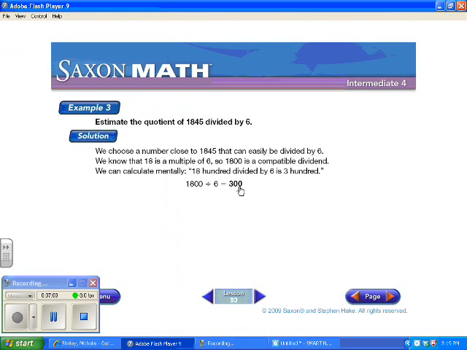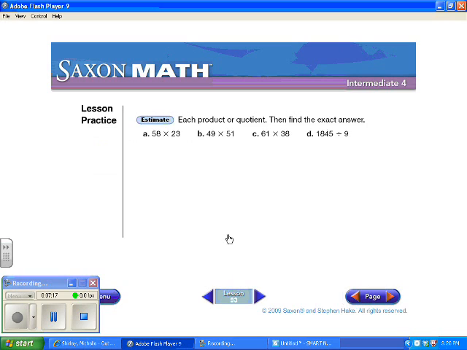Let's see if they agree. They certainly do. That problem would be harder to work if I had rounded this 1,845 off to 2,000, because if you look at the first two digits, it would be 20, which is not divisible by 6 evenly.